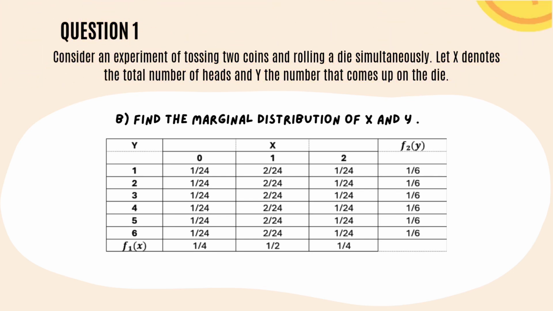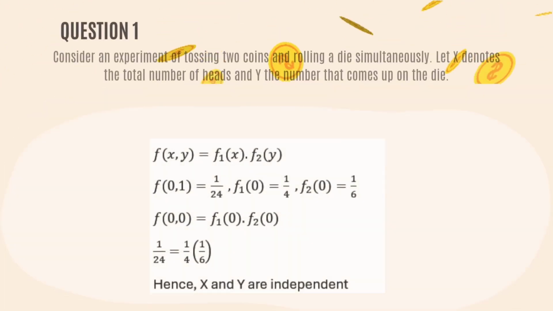So for 0, we add on 1/24, 1/24, 1/24, 1/24, 1/24, and that becomes 1/4. Same goes for the other one. And then for fy, we add on 1/24, 2/24 and 1/24 and get 1/6.